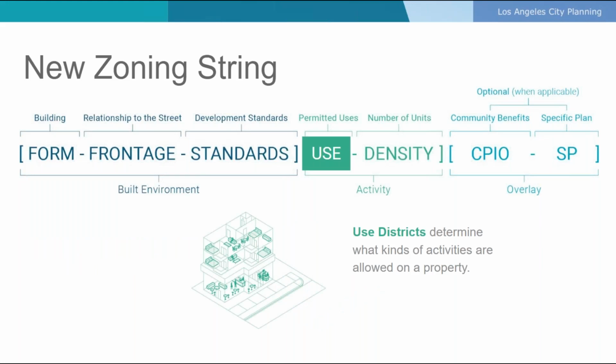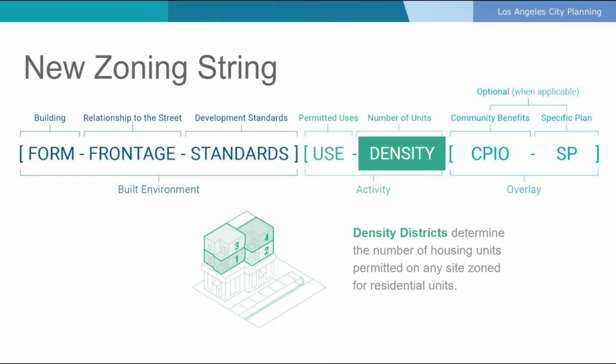The use district determines the activities that are allowed on a property, ranging from residential, commercial, industrial, and in some instances, a mix of uses. The density district determines the max number of dwelling units permitted on any site that permits residential units.